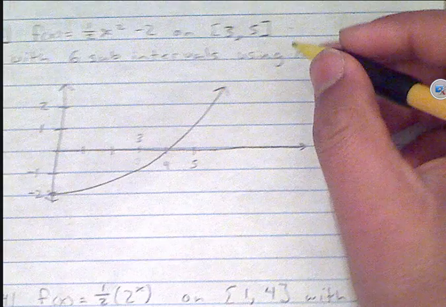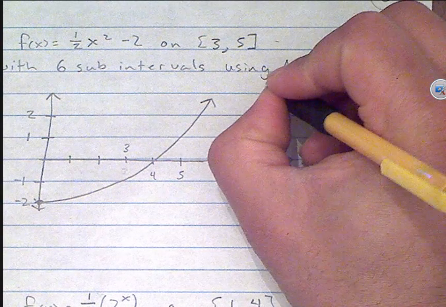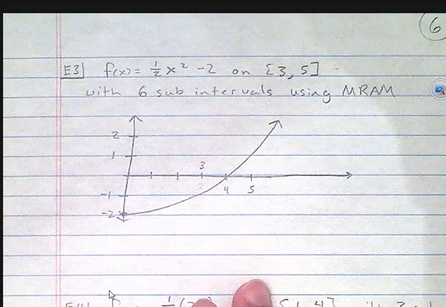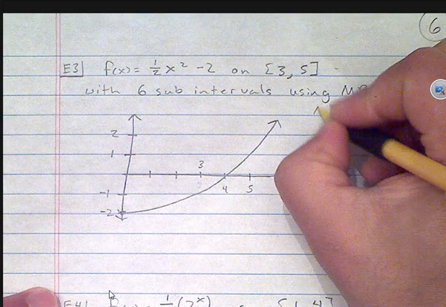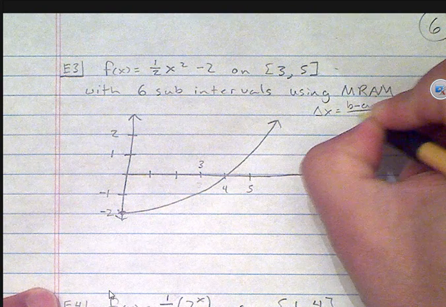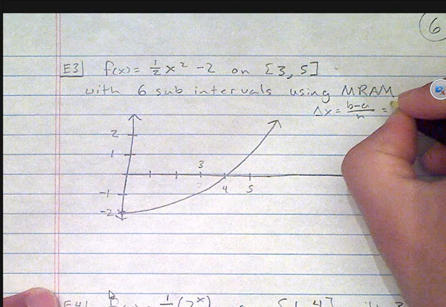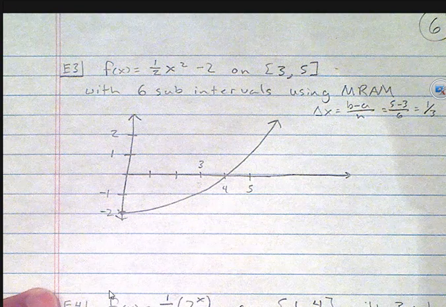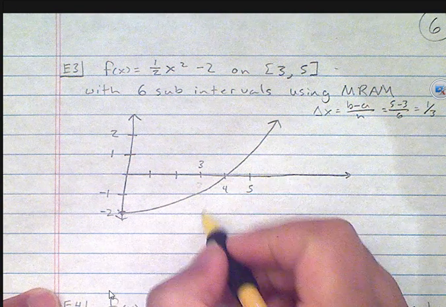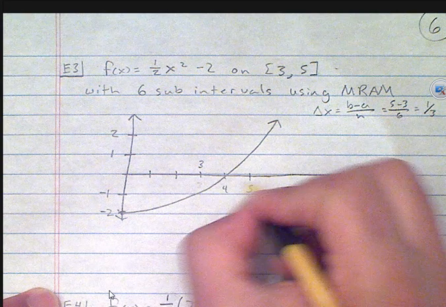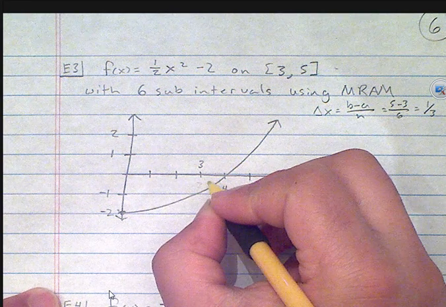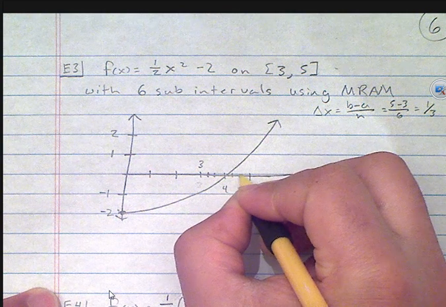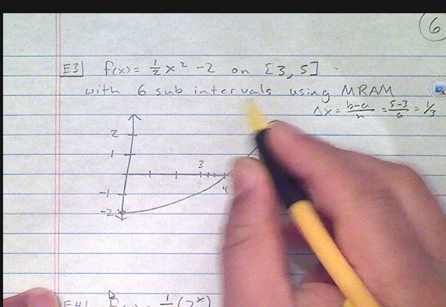Well, first let's find our delta x, and I think I can get away with zooming out just a little bit more, so I have more room to work. Alright, delta x is equal to b minus a over n, which equals 5 minus 3 over 6, which is 2/6 or 1/3. Like I said, I'm not doing it the easy way, but we'll talk about the easy way. Alright, so delta x, each rectangle is a 1/3 unit long, or wide, excuse me.